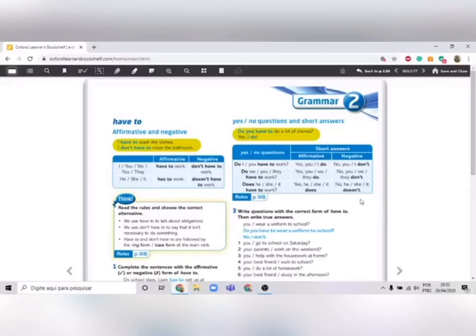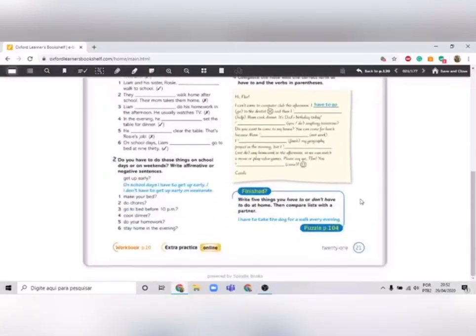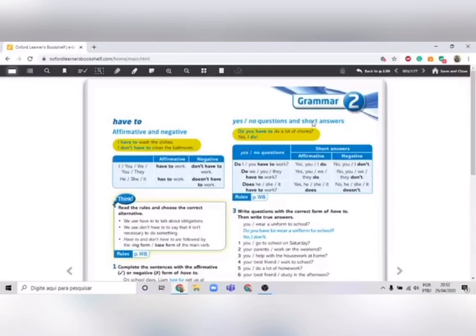Last class we were at page 21 and we saw yes/no questions and short answers. Ou seja, a gente viu que quando a gente pergunta usando os auxiliares do and does, a gente já tem uma short answer in affirmative and negative form, okay? Então, if the question is with do, we have yes, I do, or yes, you, we, they do, or no, I don't, no, you, we, they don't.